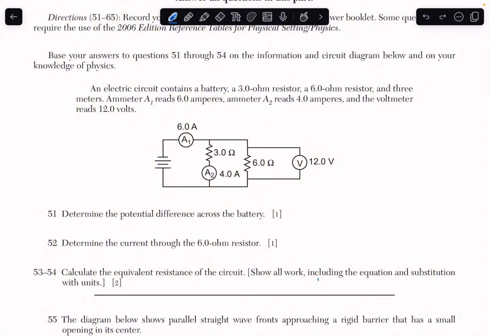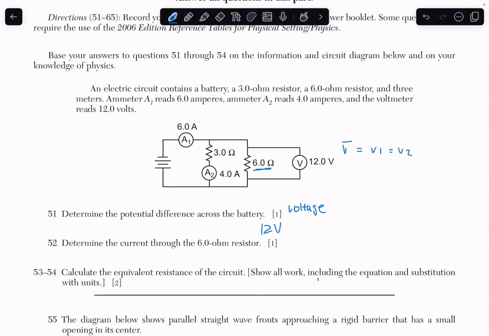So remember, that potential difference is just voltage. The circuit is parallel, and in parallel circuits, the voltage stays constant throughout the entire thing. So the overall voltage equals voltage 1, voltage 2. Here, at this 6 ohm resistor, the voltmeter reads 12 volts. So no matter what, across this entire thing, the potential difference will be 12 volts.